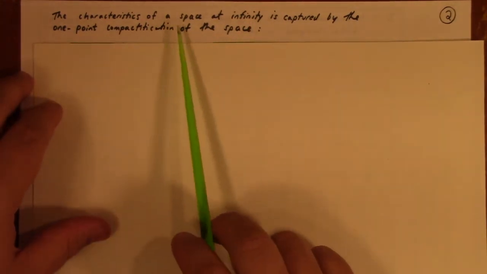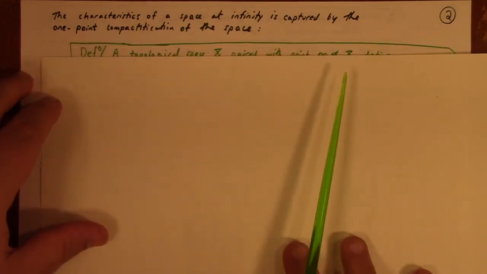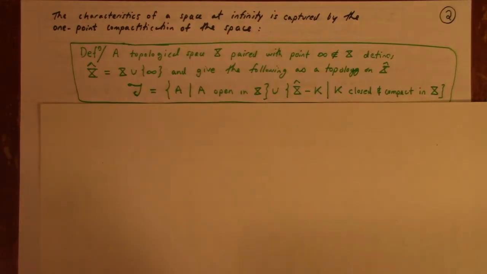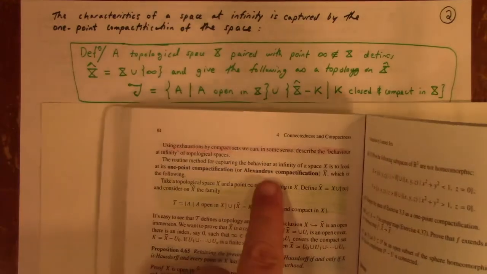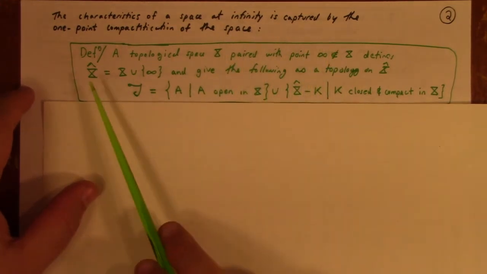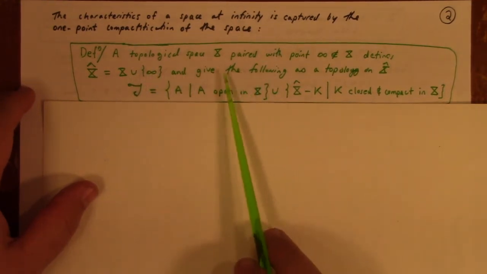Anyway, the characteristics of a space at infinity are captured by the one-point compactification of the space. It's also called the Alexandrov compactification. I think I'm saying that right. Goodness gracious, folks, it's that time of the semester. So a topological space X paired with a point at infinity defines X hat, which is X union infinity. Of course, we're assuming that infinity is not a point in the space as it's given.